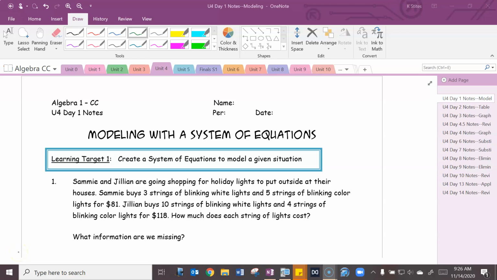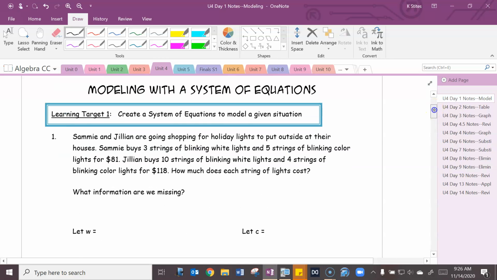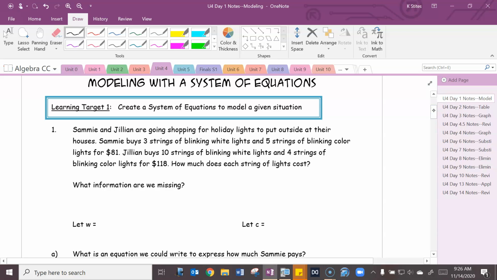Hello Algebra 1. Today we are starting our new unit, Unit 4, and we are going to be discussing modeling with a system of equations. So the only thing we're doing today is going to be setting up equations. We're not actually going to be solving any of them. This does involve a lot of reading and then creating equations to make sense of these situations.